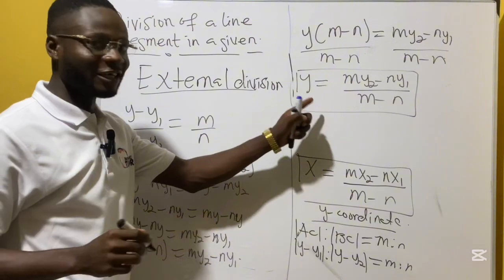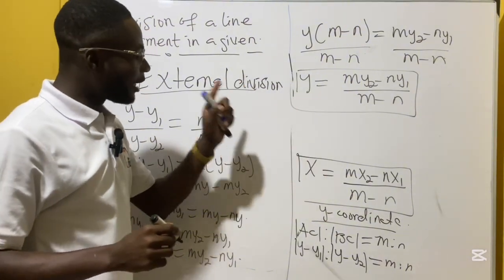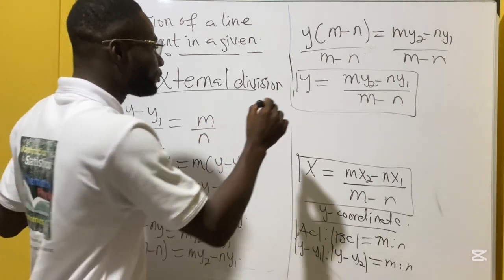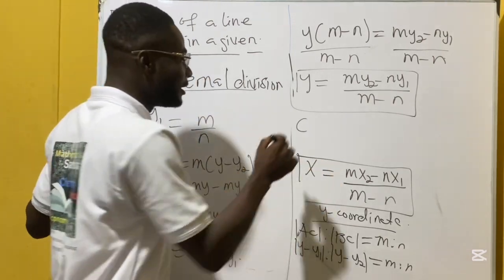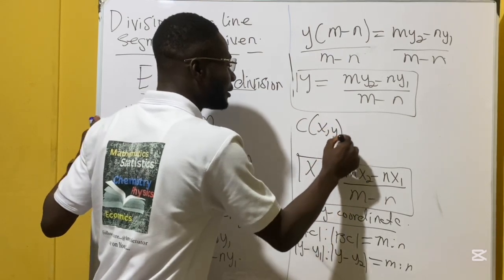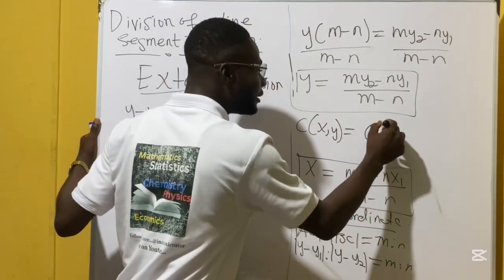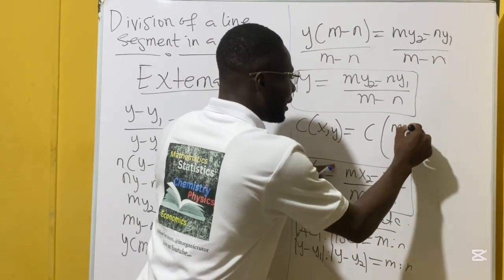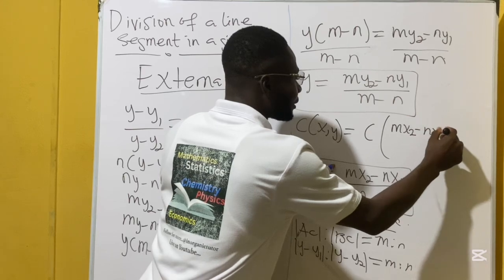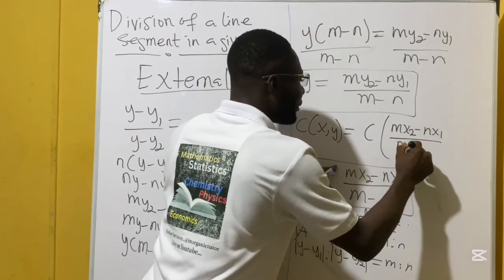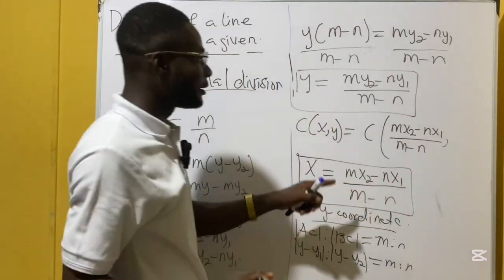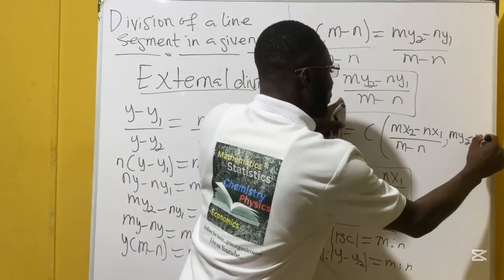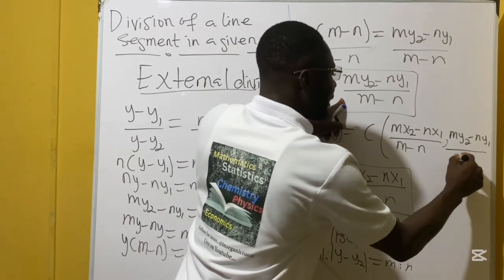right? So this is how we obtain the x and the y coordinates. Now let's combine them. So the coordinates of C, which is x and y, is equal to C of mx2 minus nx1 over m minus n, comma, my2 minus ny1 over m minus n.